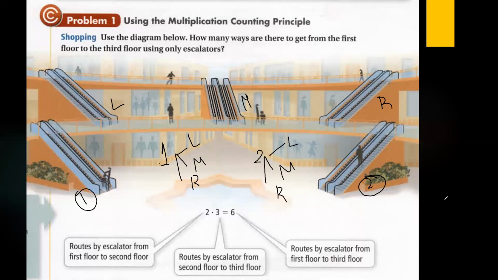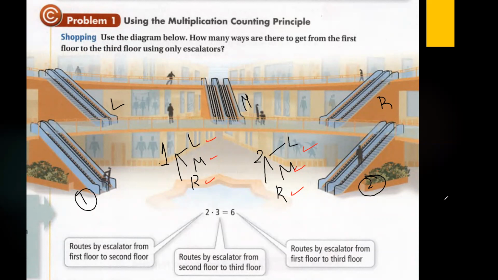So here, how many choices do we have now? We have 1, 2, 3, 4, 5, 6. So how many choices do we have now? Six. Six choices. If you use the tree diagram, you have six. Let's use the counting method, which is easier for me.